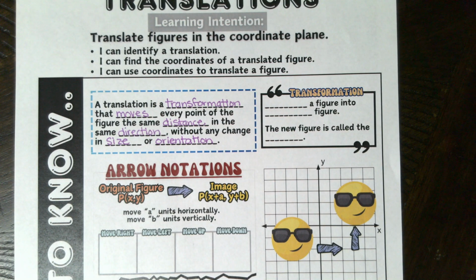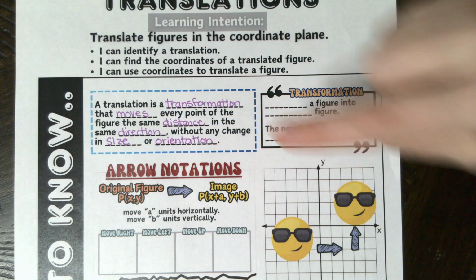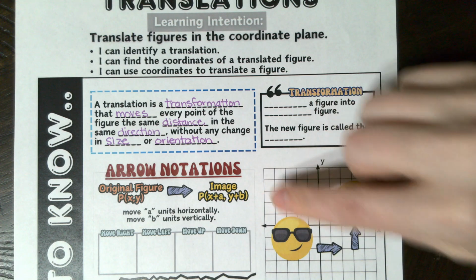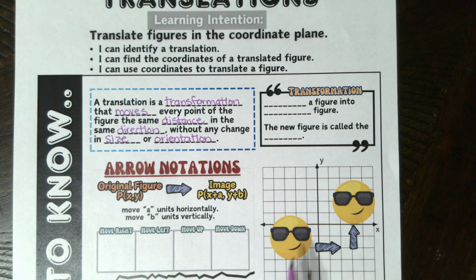So it can only go vertically or horizontally, but it stays in the same orientation. It stays looking exactly the same as you see here. We just moved over and up, but it did not change its size or turn at all.